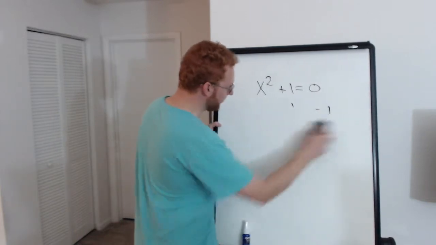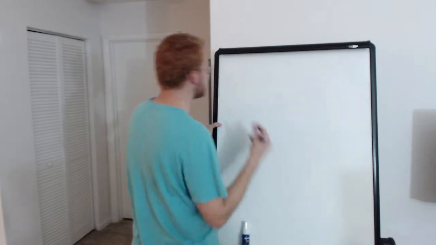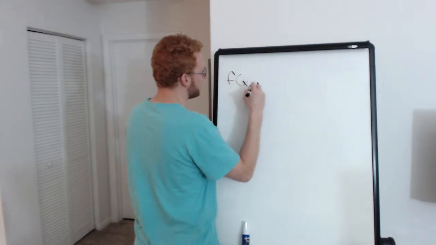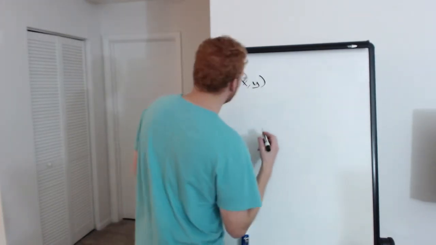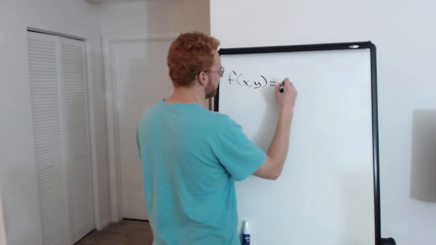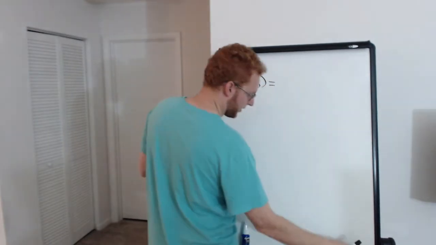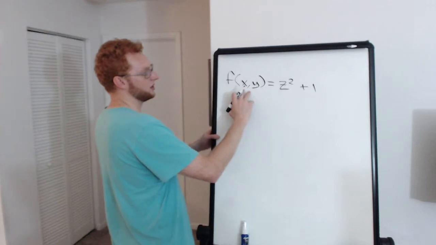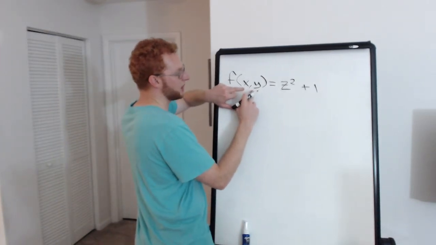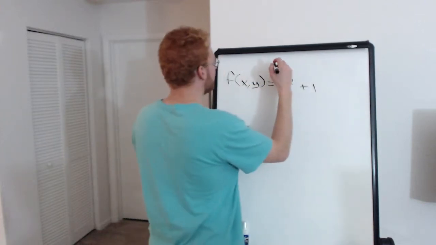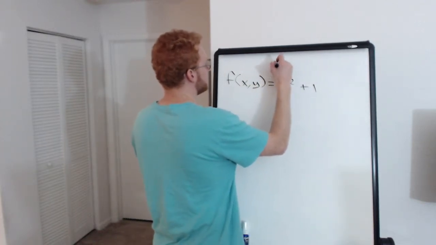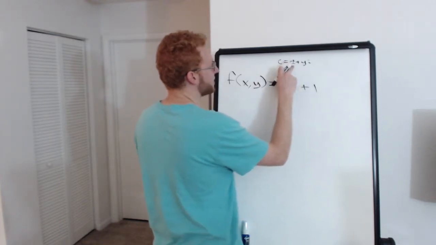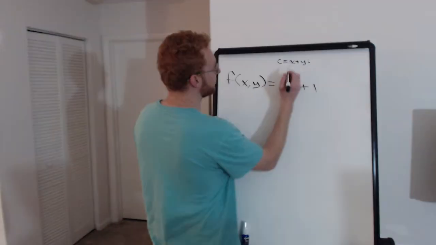So let's totally erase that. Let's say that we have a function f of x and y, and that's equal to z squared plus 1. So f has a two-dimensional input, x and y, where z is defined as the complex number, just some generic complex number, equal to x plus yi. So x is the real component, y is the imaginary component.